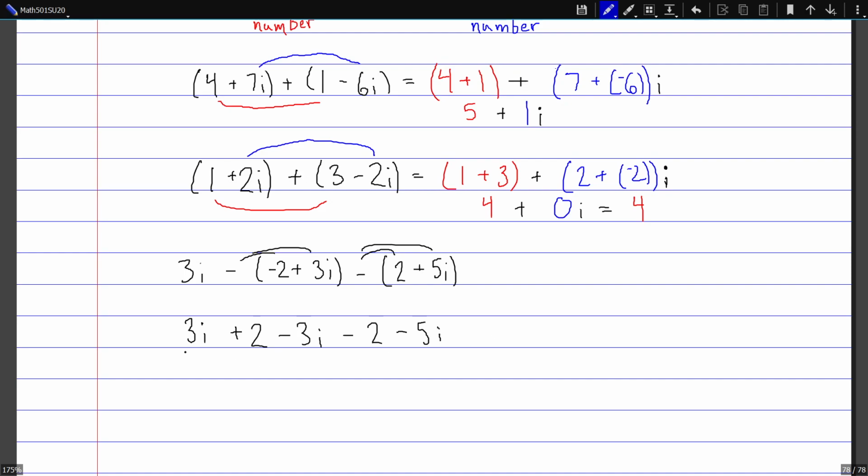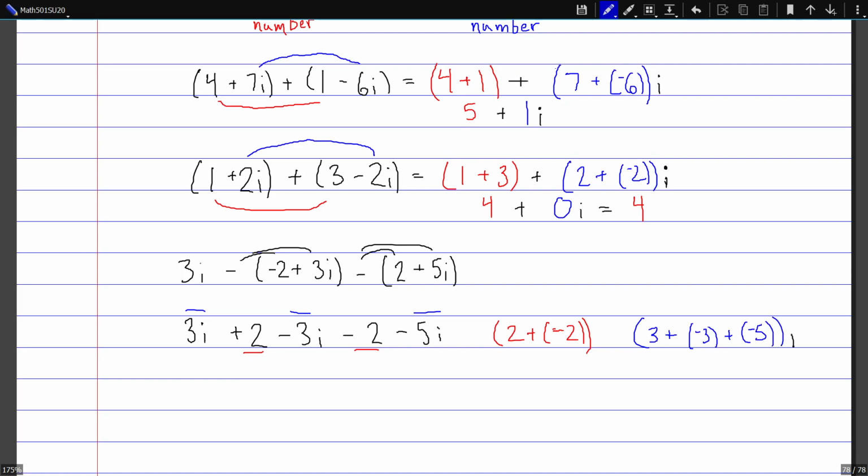Now let's go ahead and grab our real parts. So that's 2 and negative 2. Since I've switched everything's signs here, it's not subtraction anymore. I'm just adding up the real parts. And then let's grab the imaginary parts. 3i, negative 3i, negative 5i. So 3i, well, let's just do 3 because we don't need the i. We're just dealing with the coefficient. Plus negative 3 plus negative 5.